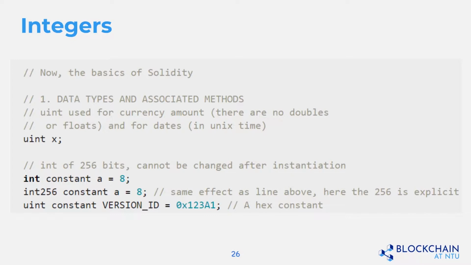Let's take a look at the second line, int constant a equals 8. The keyword there is constant, right? If you put constant, it makes sure that the variable is constant, and once it's initialized to the value of 8, it cannot be changed afterwards.